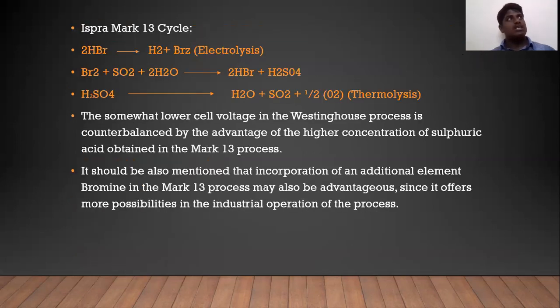Ispra Mark 13 cycle. We can see some reactions about it, electrolysis and thermolysis. The somewhat lower cell voltage in the Westinghouse process is counterbalanced by the advantage of the higher concentration of sulfuric acid obtained in the Mark 13 process. It should also be mentioned that the incorporation of an additional element, bromine, in the Mark 13 process may also be advantageous since it offers more possibilities in the industrial operation of the process.